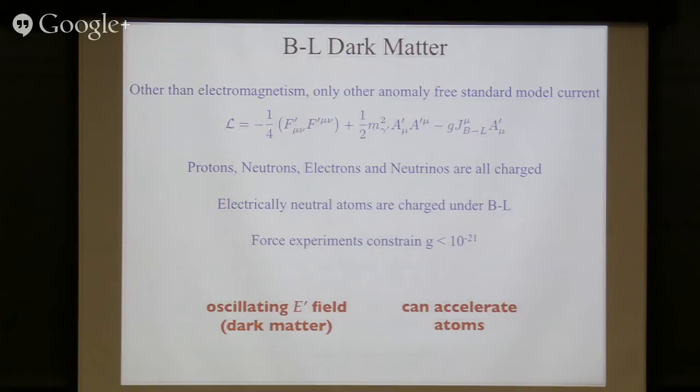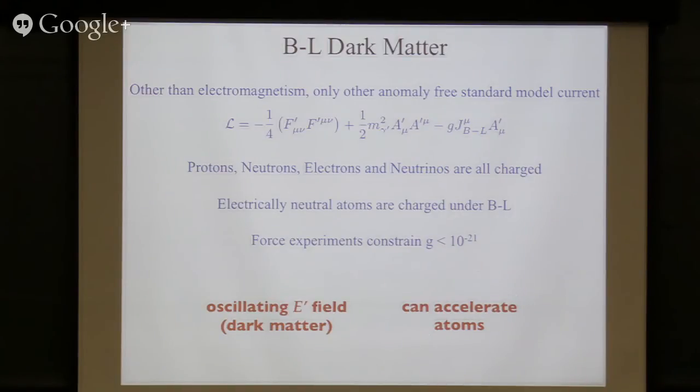If this thing is dark matter, there's an oscillating E' field. The E' is now the electric field of this oscillating everywhere. And your neutral atoms are actually charged under this gauge field. That's the whole point. That's how the bound was so stringent. And that can therefore accelerate atoms.